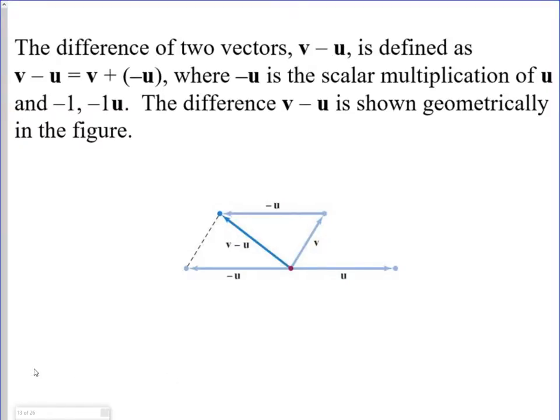V take away U. I want to highlight V. V is right here. Okay? So there's V. I'll use green for U. Here is U. Right? But we're not adding them. We're subtracting them. Okay? So here's what we're going to have to do.